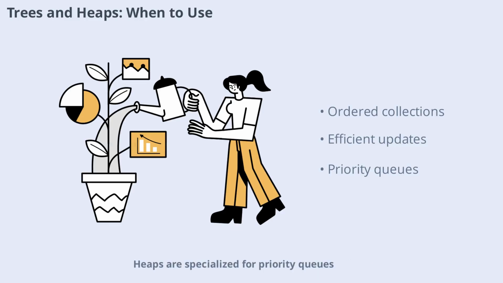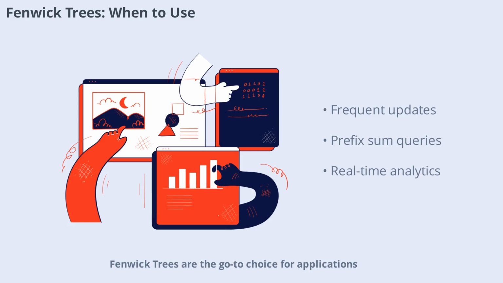Heaps are specialized for priority queues, making them essential for scheduling and resource management tasks. Fenwick trees are the go-to choice for applications that require frequent point updates and prefix sum queries, such as financial systems and real-time analytics. Their efficient O(log n) operations make them ideal for high-frequency data processing tasks.